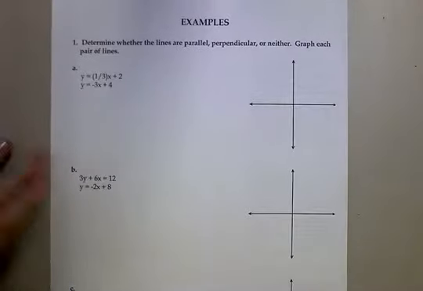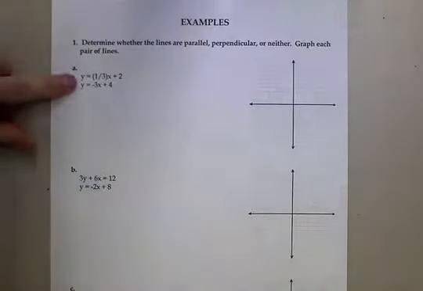Let's go ahead and take a look at some examples. And we're asked to determine whether these lines are parallel, perpendicular, or neither. So let's take a look at the first set of equations. They are already in slope-intercept form. So we can go ahead and take a look at their slopes. That will tell us if they are parallel, perpendicular, or neither.